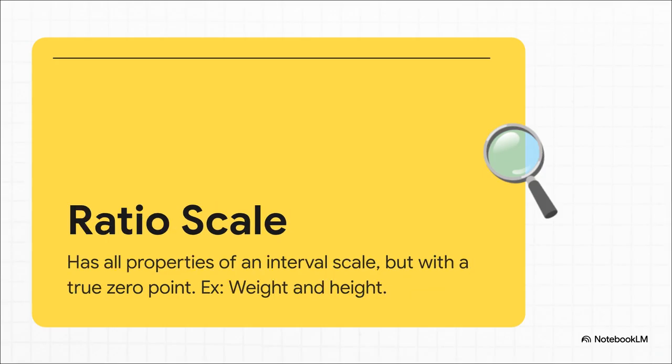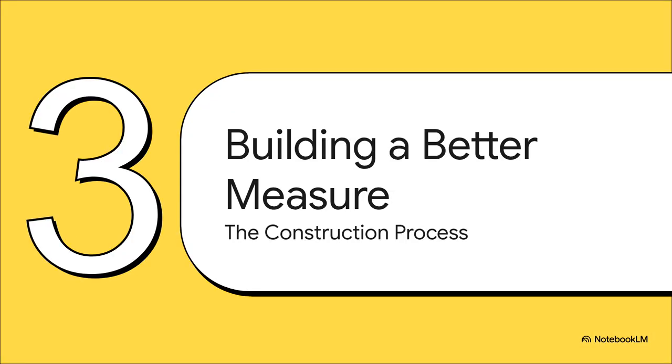And finally, we have the ratio scale. This is the most powerful one. It has everything the others do, plus a true absolute 0. A weight of 0 literally means no weight. This is the only scale that lets us make those ratio statements, the only one that lets us say something is twice as tall or has half the weight. It's really our gold standard ruler. Okay, so we've got our types of rulers.